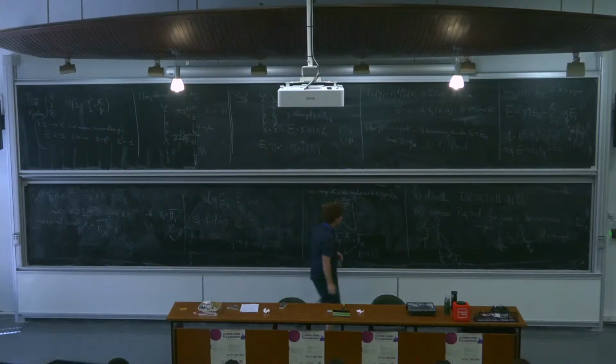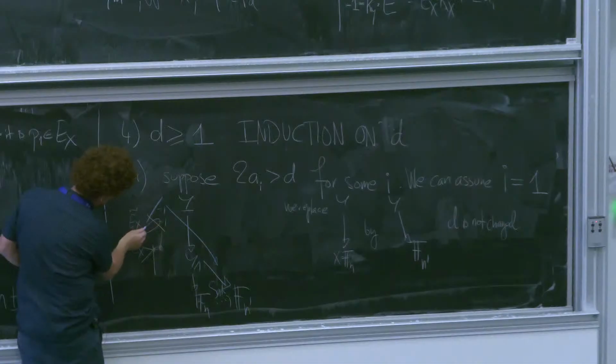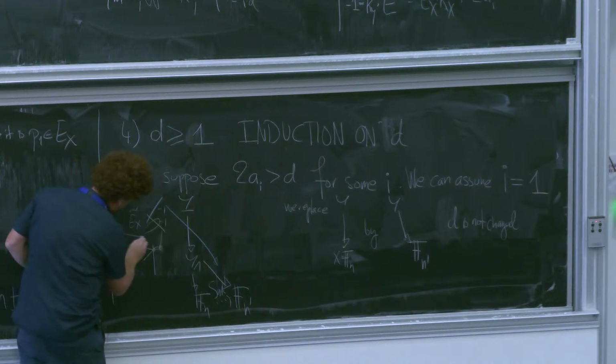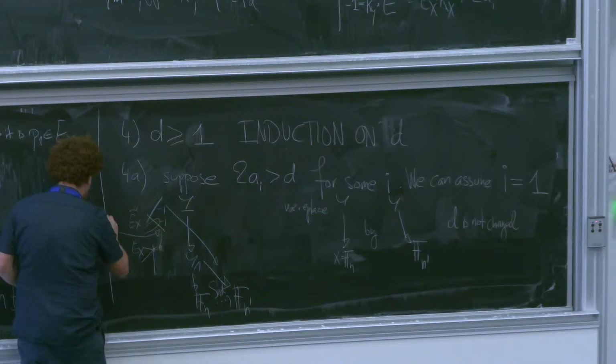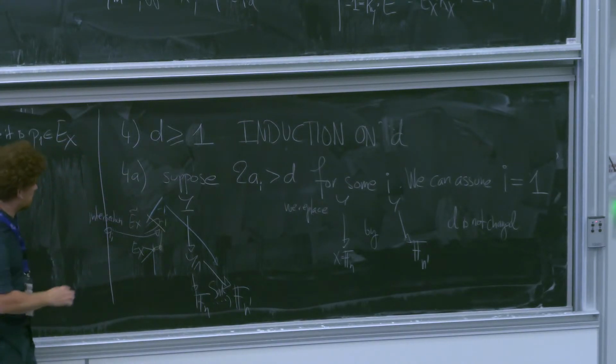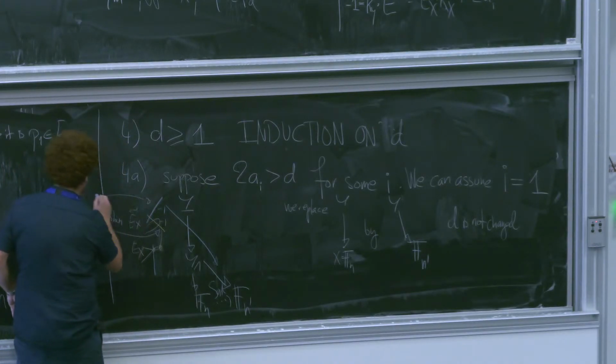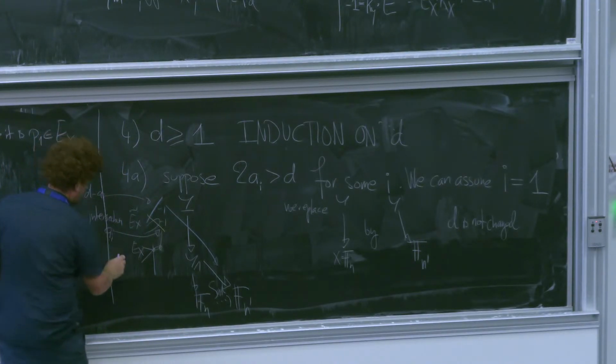So the intersection here would be 2 in my picture, and then 0. So the intersection here will be A_i. So I don't write the self-intersection, I write the intersection of E_x with this. And here it will be D minus A_i, because here it's intersection D.